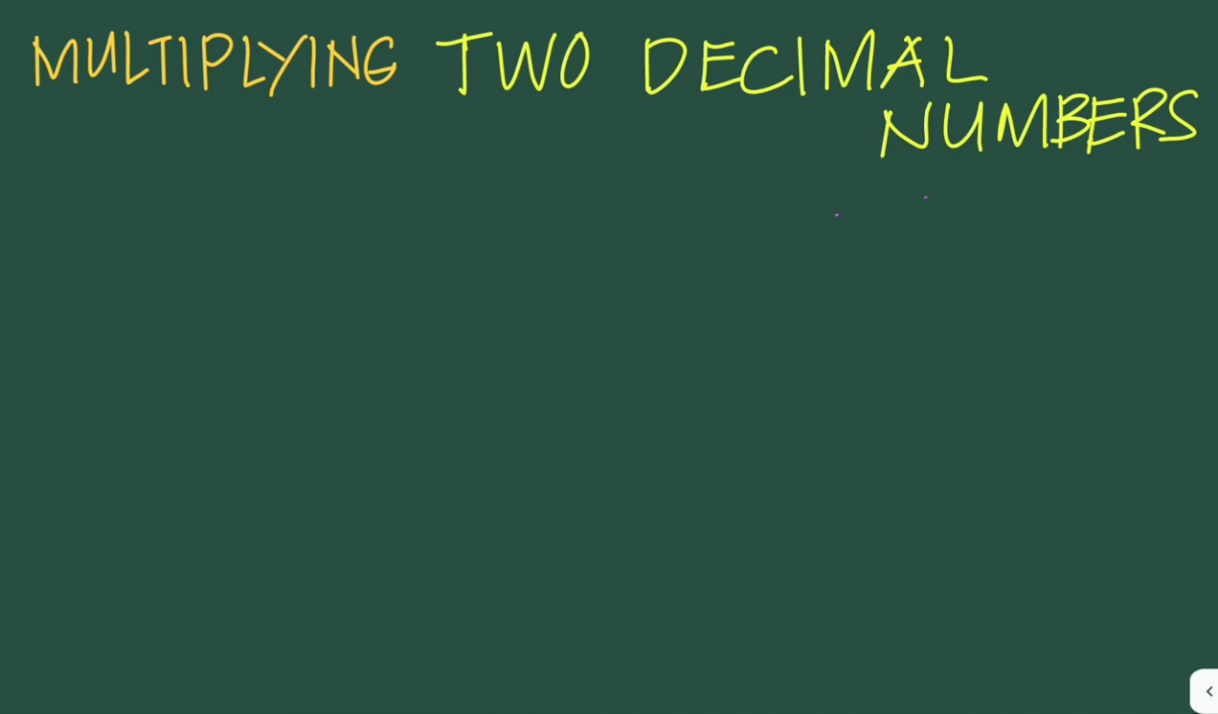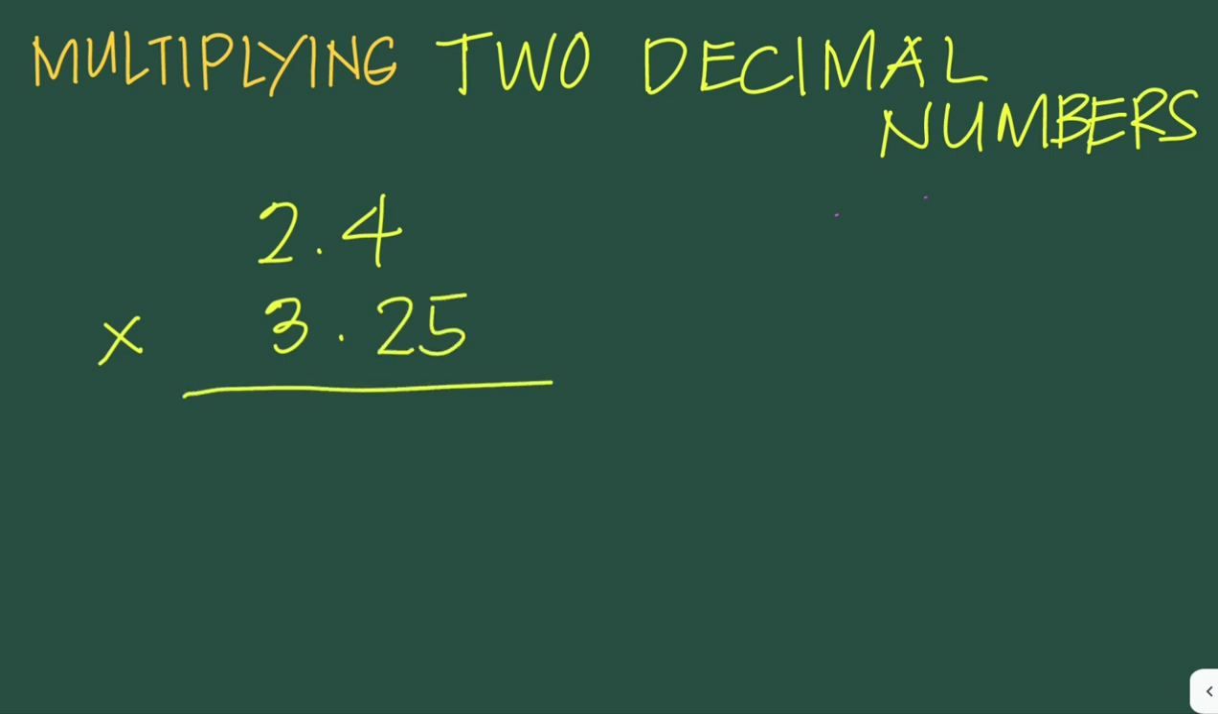Now let's try multiplying these two decimal numbers here. Let's say 2.4 times 3.25. Again, to multiply these two numbers, we ignore the decimal point and then multiply them normally, just like we multiply two whole numbers. And then after multiplying them, we just have to count the total number of decimal places in both the numbers. And then the product would have the total number of decimal places.